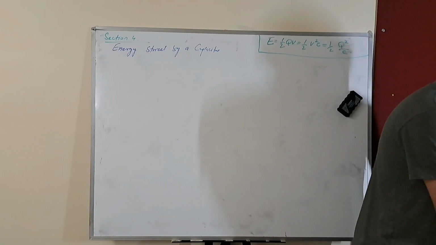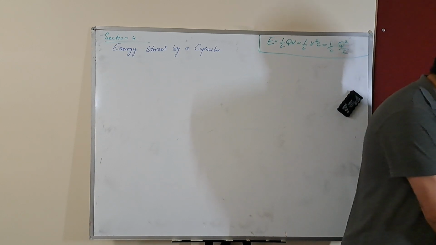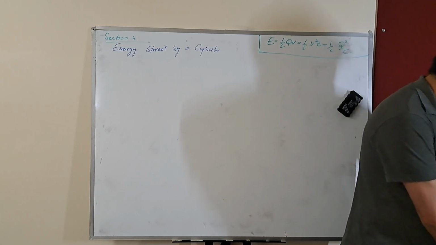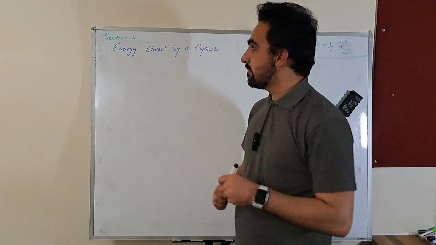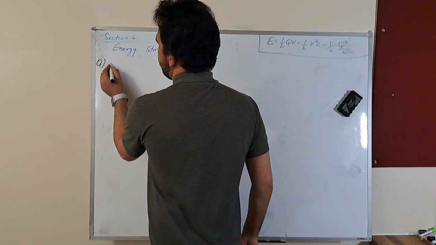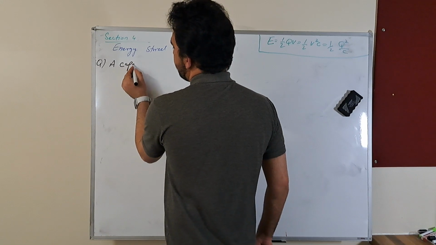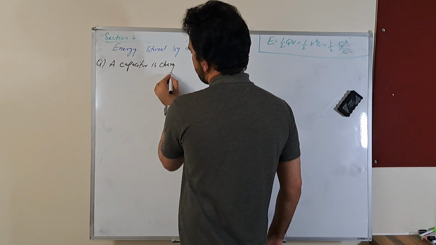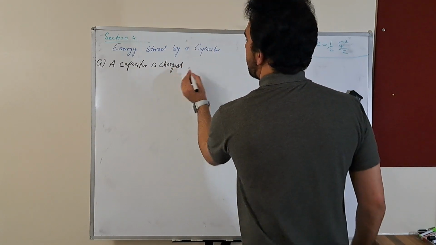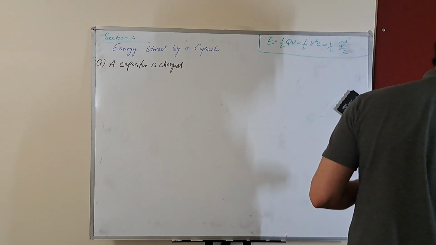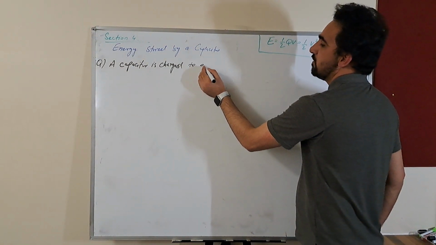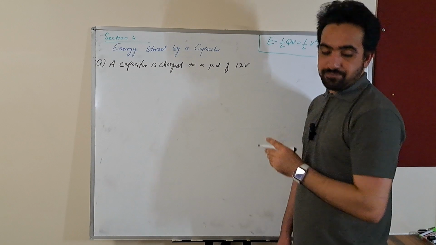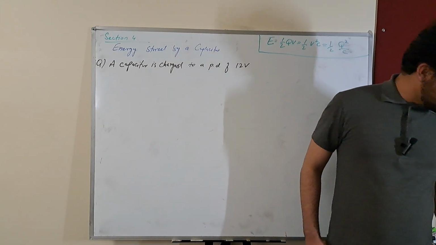A capacitor is charged to a potential difference of 12 volt using a constant current of 5 milliamp over 30 seconds. Calculate the energy stored in it.